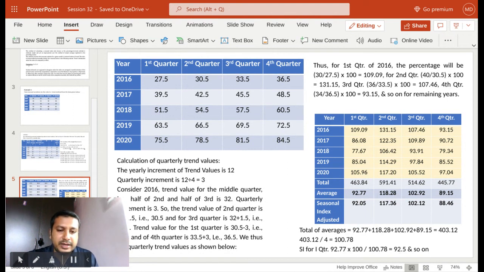Next, 118.25 divided by this total into 100, you'll get 117.36. Next, 112 divided by 100.78 into 100, you'll get 112.12. Next one, 89.15 divided by 100.78 into 100, you'll get 88.48. So this is the method to calculate the ratio to trend method. Thank you for listening.